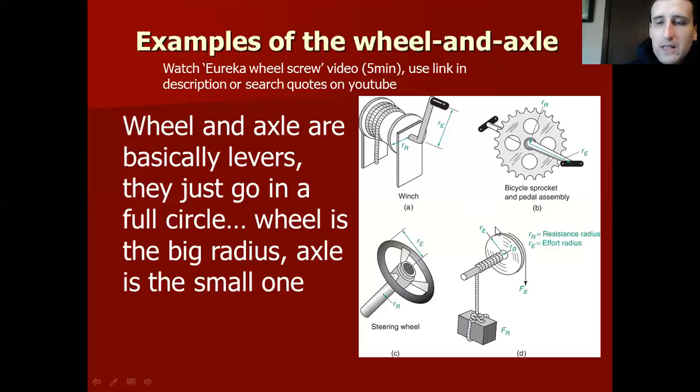But again, it can be used for lifting, but obviously on a bike, it's not used for lifting. A steering wheel is not used for lifting. It's used for turning or for guiding. So it's all about the radius of the wheel and the radius of the axle. Those are the two distances we're going to be comparing. And again, similar to the lever, that's because the distance you actually travel is directly proportional to those radii and can be used in that way.